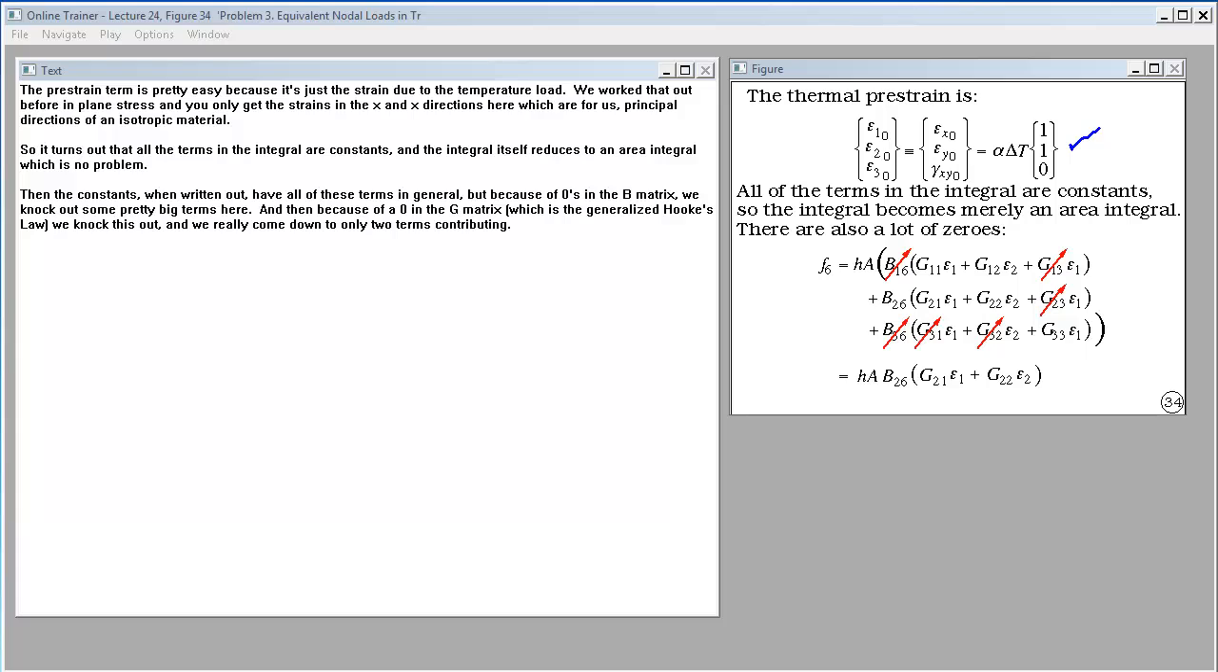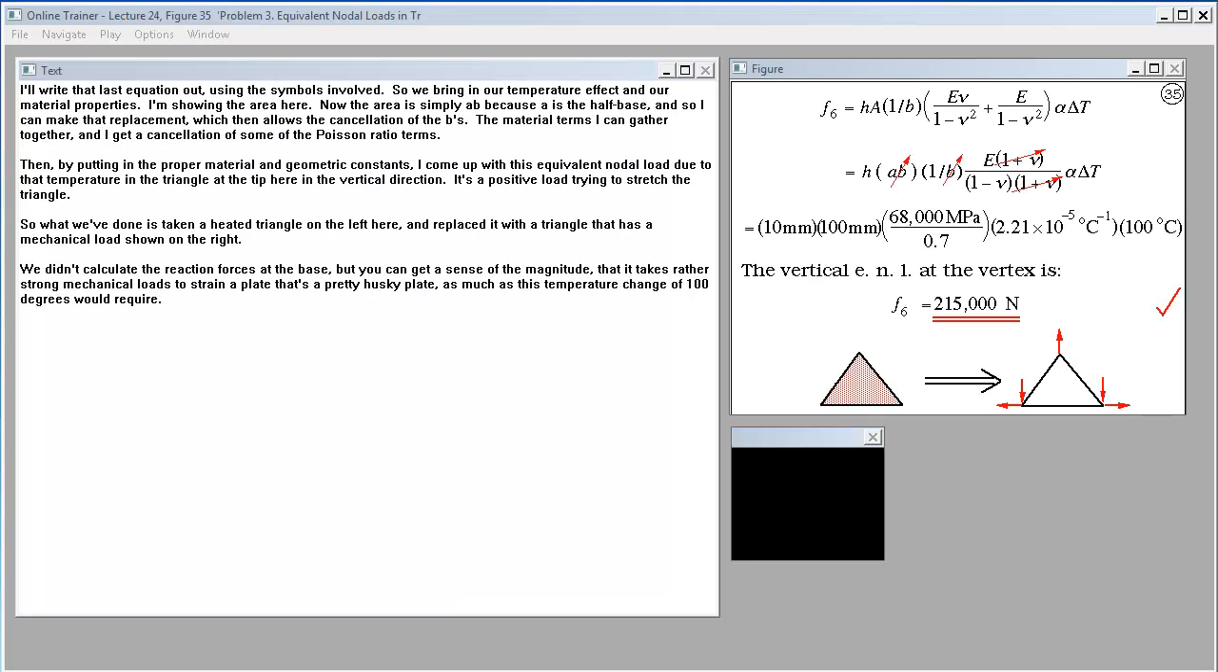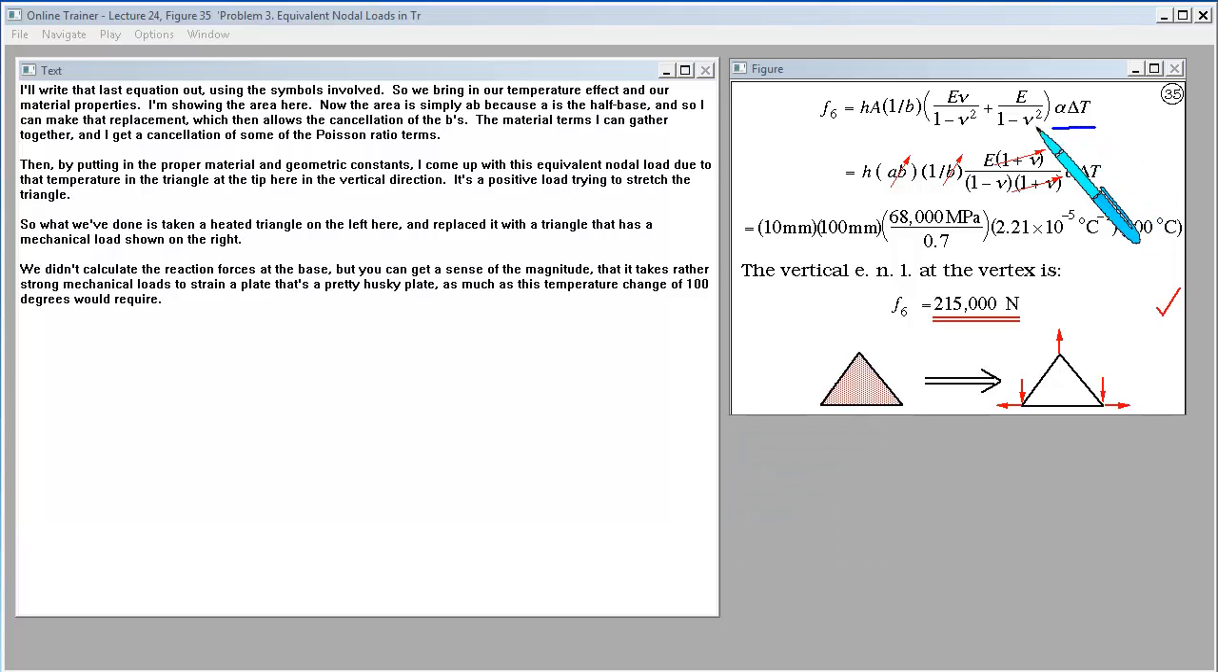Then the constants, when written out, have all of these terms in general, but because of zeros in the B matrix, we knock out some pretty big terms here, and then because of a zero in the G matrix, which is the generalized Hooke's law, we knock this out, and we really come down to only 2 terms contributing. I'll write that last equation out using the symbols involved. So we bring in our temperature effect and our material properties. I'm showing the area here.